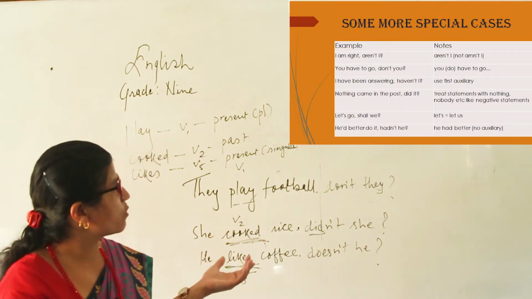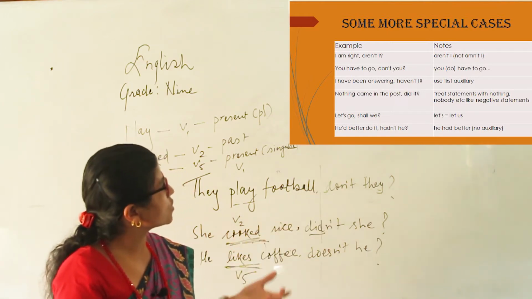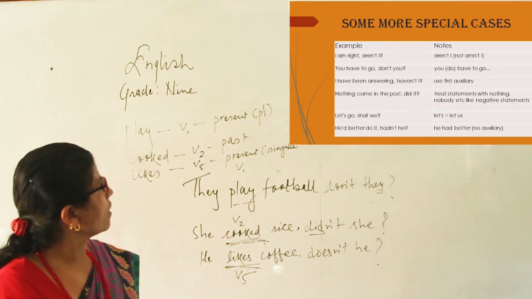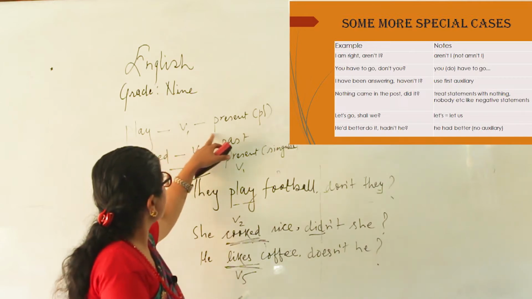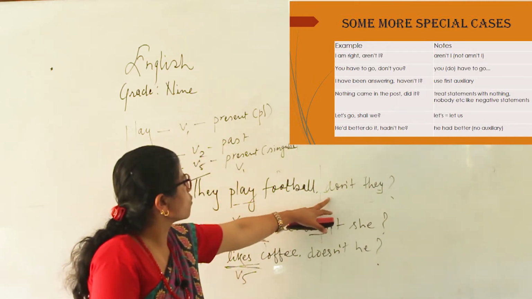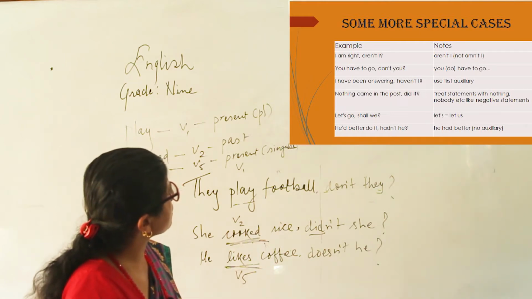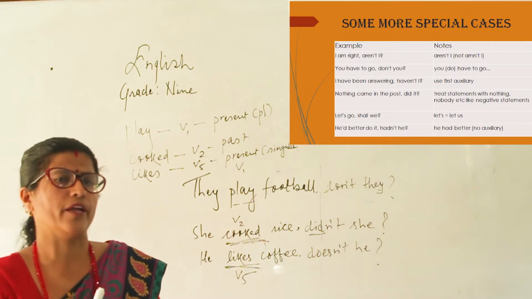So if there is B1, then what is used? That is don't. You can see don't is used. B1 plural means that don't is used. And you can see B1 means this play is B1 and this is plural, so don't is used here. And another one, I have been answering one time. There I have been answering. Have is an auxiliary verb. Simply we add not after it.